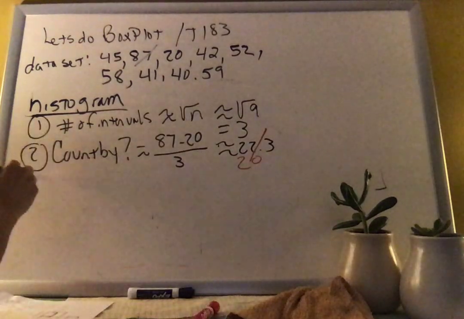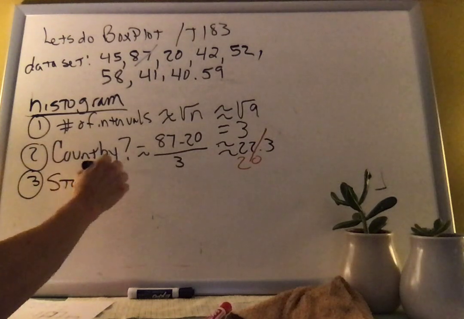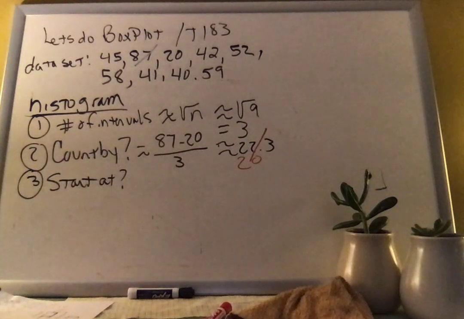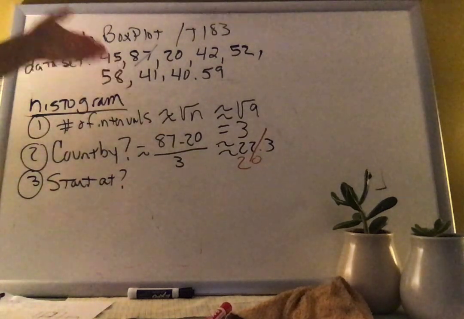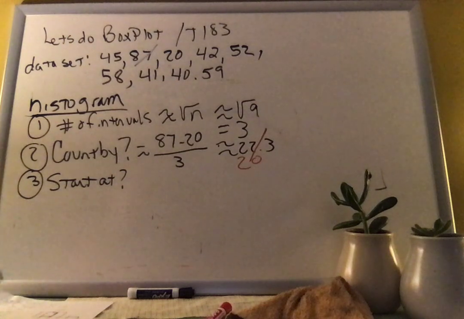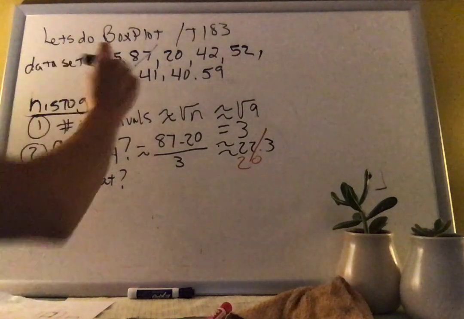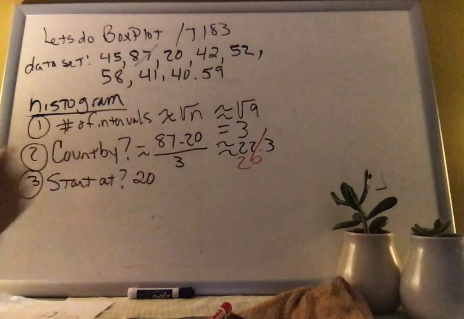What are we going to start at? Now, again, it's kind of hard. I have no context. Were these people's ages? Was this the number of, I don't even know, weights of objects in a room? I have no context for what this data is. So my min is 20. It's such a nice number anyway. Let's start at 20.